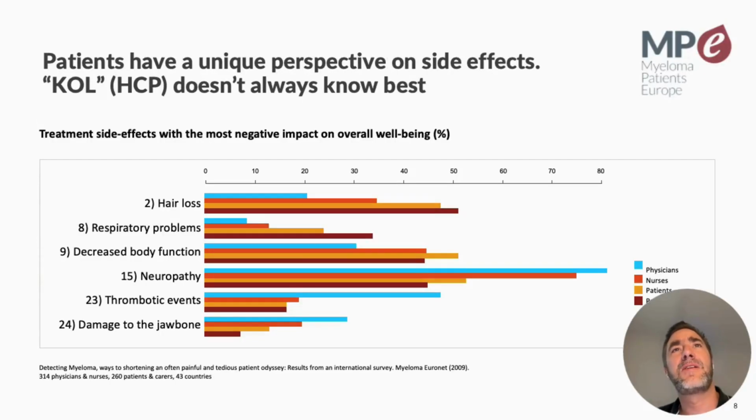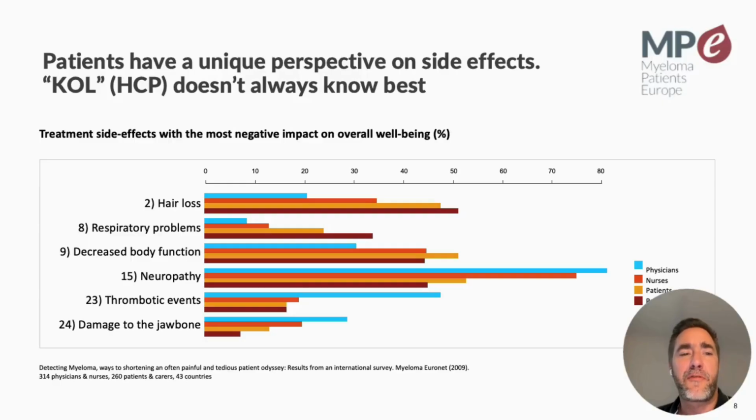And why is it not enough to ask a doctor? I'm going to provide you with some evidence around that. Because patients often have a unique perspective on side effects, and not always the doctor knows best. And look at these bars. This was a survey that Melanoma Patients Europe did years back in 2009. You can see that the blue bars are physicians and the orange bars are patients. The question in the longer questionnaire was: what's the treatment side effect that has the most negative impact on overall well-being of patients affected by multiple myeloma, which is a blood cancer?